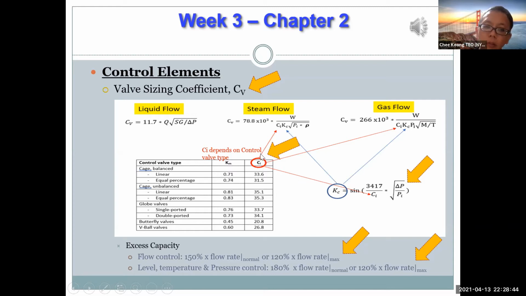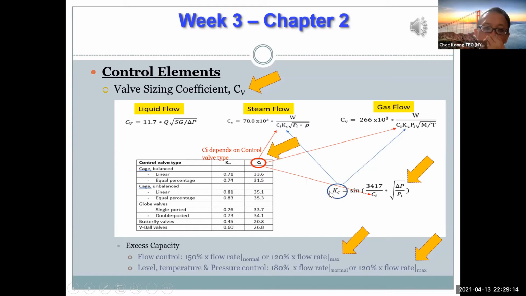One of them is called the CI, which depends on the valve body type, right? So for example, if I'm using cage balance equal percentage, then my CI will be 31.5. Now, if I'm using butterfly valve, then my CI will be 20.8. So depending on which type of valve you're using, your CI will be different, meaning that you plug in a different value to calculate your CV, right?